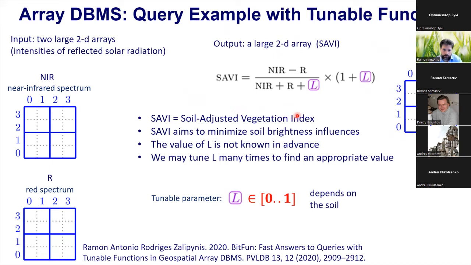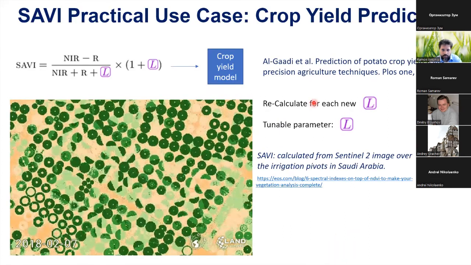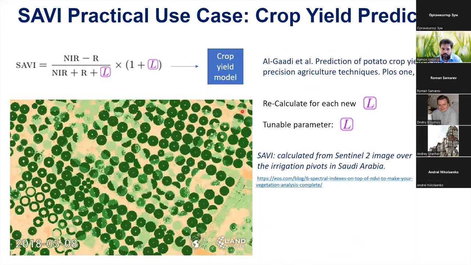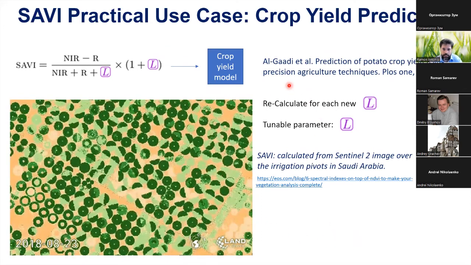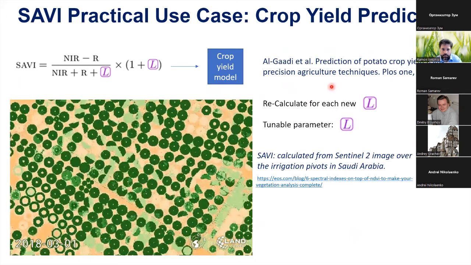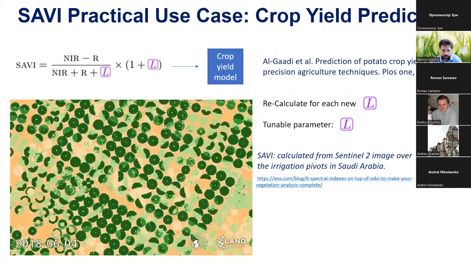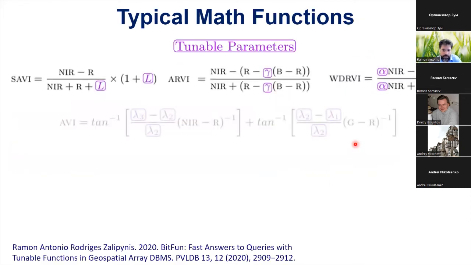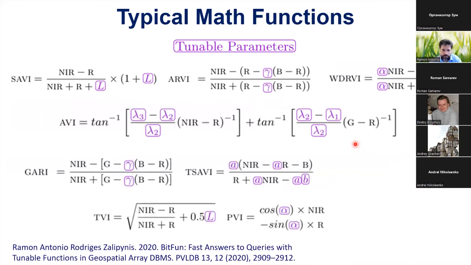This function is special. This is because it includes a tunable parameter, whose value is not known in advance. We may tune L many times to find an appropriate value, and it's very time-consuming to recompute this from scratch. In practice, SAVI can be used to predict crop yield according to a recent publication. However, we need to recalculate the crop yield each time we tune L. SAVI is not alone. Dozens of math functions with tunable parameters are used in practice.